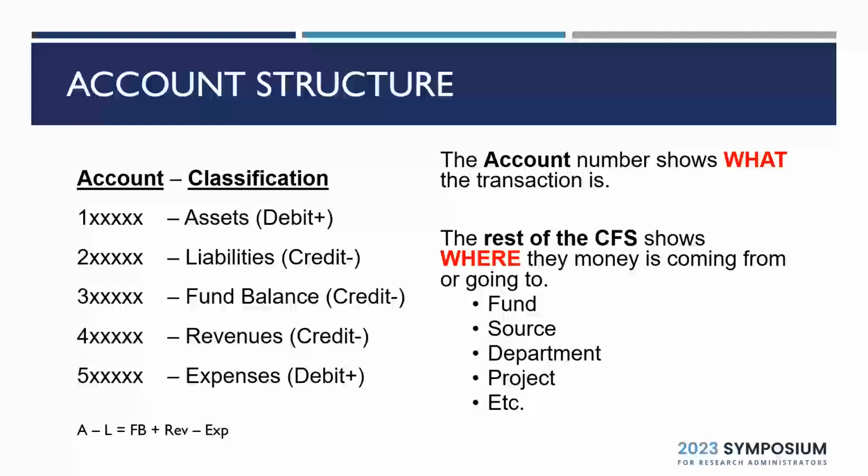The account number starting with 1, 2, 3, 4, or 5, as you see on the left, designates the nature of the transaction or the substance of it, or what the transaction really is. For example, asset accounts such as cash start with 1, whereas accounts payable accounts start with 2. The rest of the chart field string, including your fund, source, department ID, and other chart fields, designates where the money is coming from and going to. And we'll see those components detailed out on the next slide.